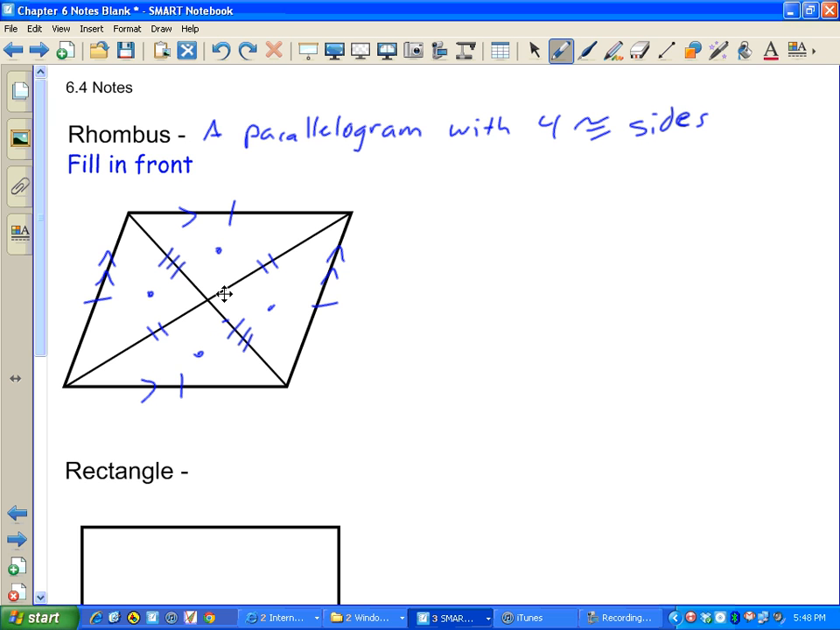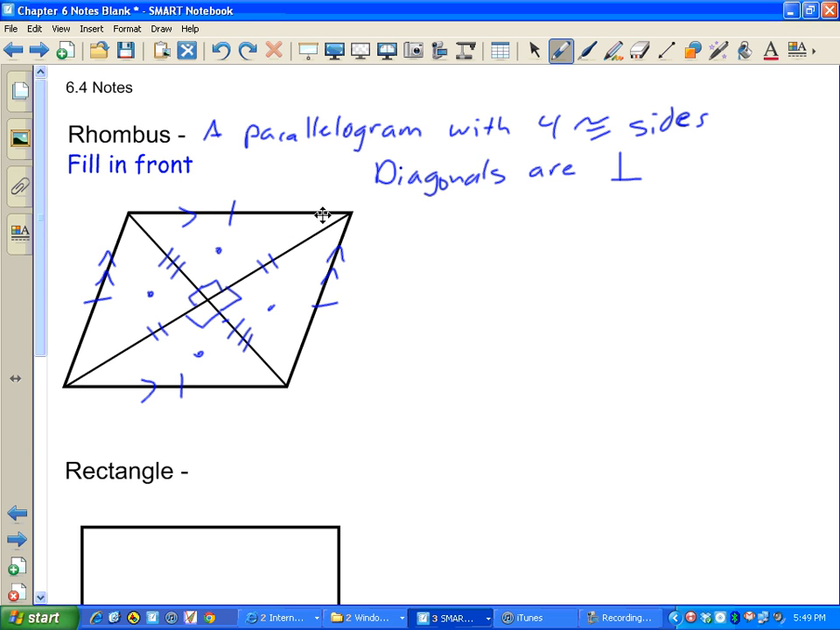Okay, which means that all 4 of these angles in here are congruent. And if they're all congruent, that means that the 2 that are next to each other have to be 90 degrees. So I'm going to have 4 90-degree angles in the middle. So I get this property. The diagonals are perpendicular, okay, which means they make right angles when they meet each other.